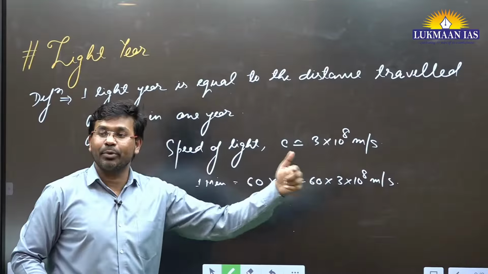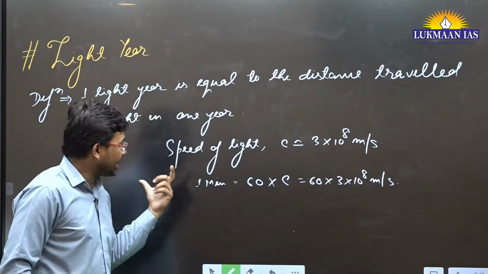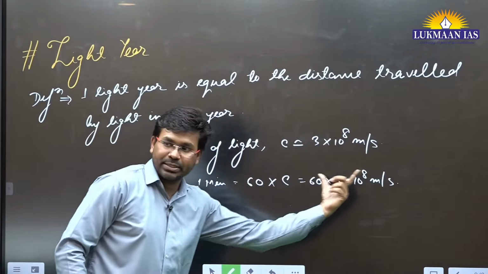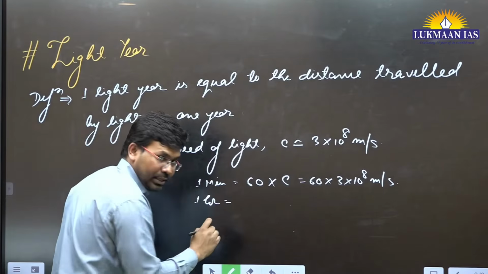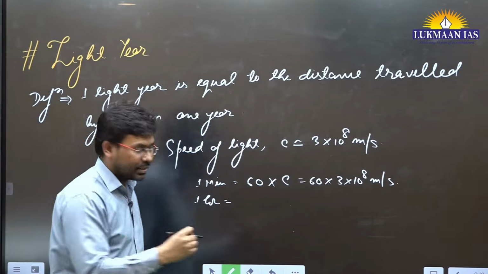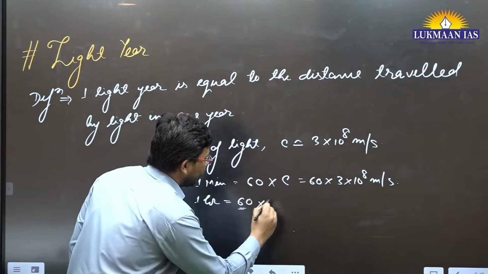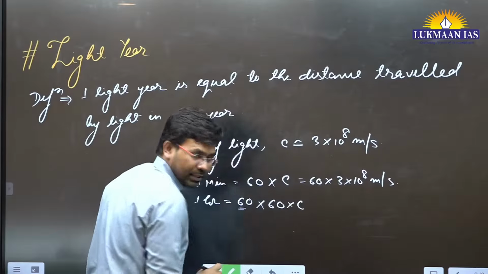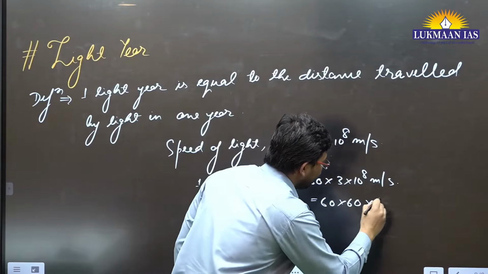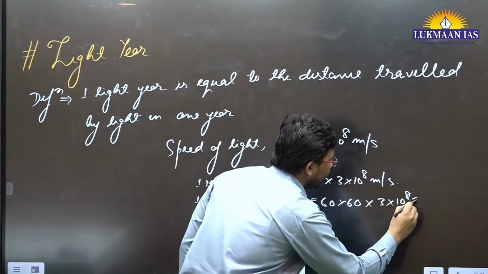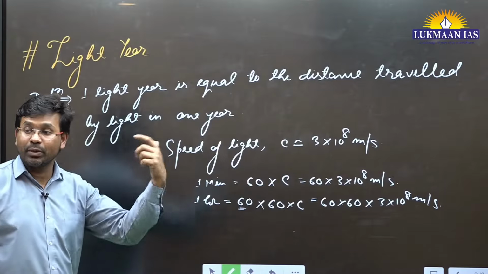In 60 seconds I'm going to cover 60 meters. So in 1 second light travels this much. In 60 seconds it is going to travel 60 into C, which is 60 into this thing. So in 1 hour, how much light is going to travel? In 1 hour we have 60 minutes, which is going to be 60 into this 60 into C. So it will be 60 into 60 into 3 into 10 raised to power 8 meter per second. This is how light travels in 1 hour.